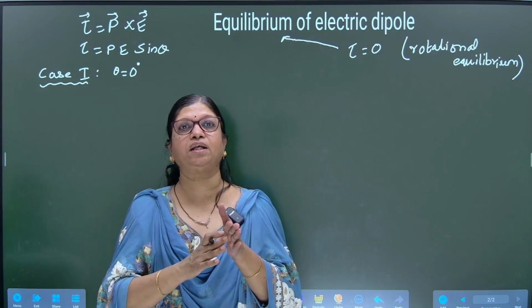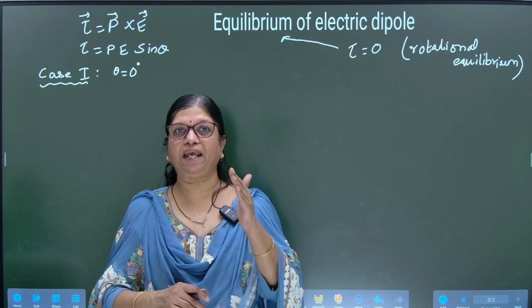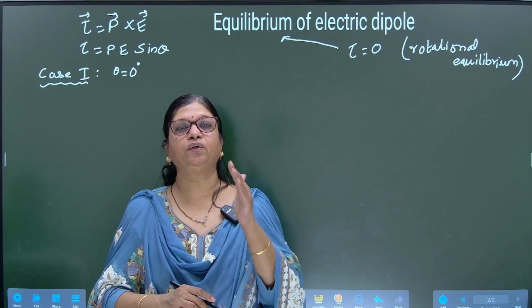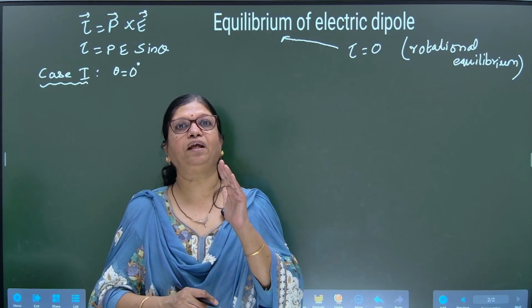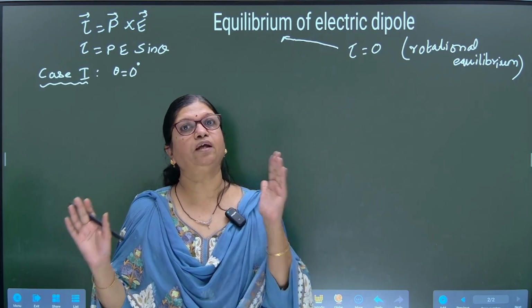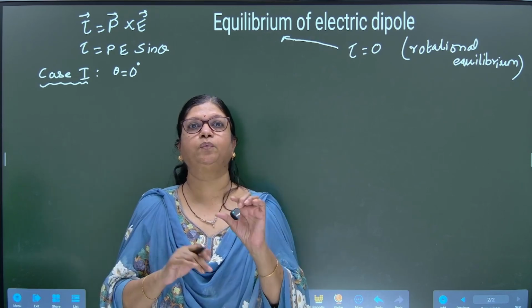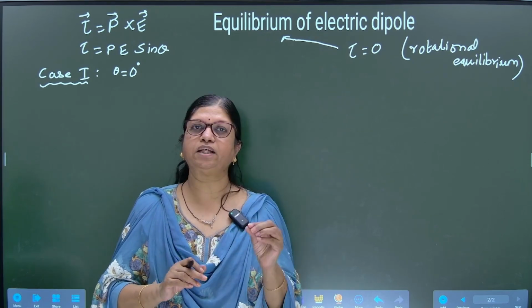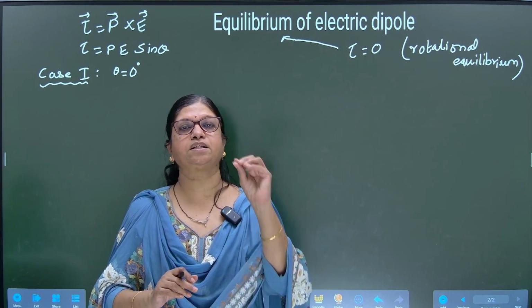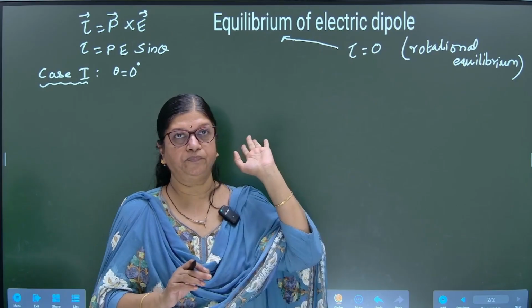So that condition in which tau is equal to 0 for a dipole placed in a uniform electric field is called equilibrium. Rotational equilibrium also can be said. Don't confuse with the word rotational there. Rotational equilibrium means tau is equal to 0. That should be in your mind. That's why I have written them together.